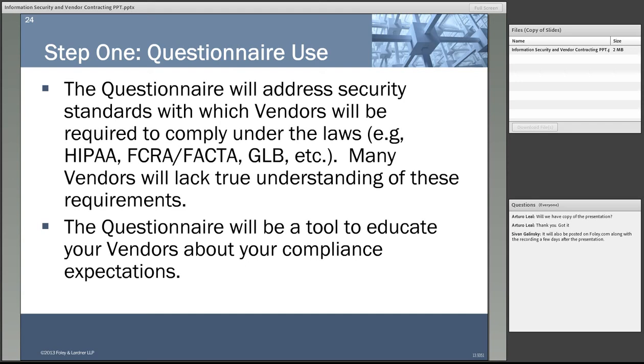And so when you develop this questionnaire, you want to think about providing enough information in here that's also an education to your vendor, to make sure you're on the same playing field, so that your vendor, when they're answering the questions, really knows what it is that they're signing themselves up to.